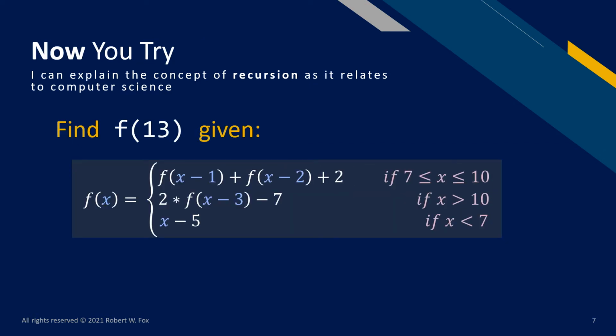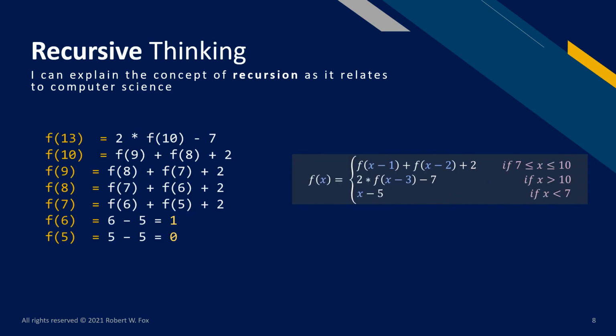Let's try one more. In this one, we want to find f of 13 given the function shown below. Pause the video, grab a sheet of paper, work it out, and when you're ready, on the next slide, we'll talk about the answer. After doing all the steps, f of 13 should equal 31. You can see my steps on the left, and if you didn't get 31, I would encourage you to pause the video, walk through those, and figure out where you made a mistake. I eventually landed on 1 and 0 for f of 6 and f of 5, and then substituted them back to get the final answer.